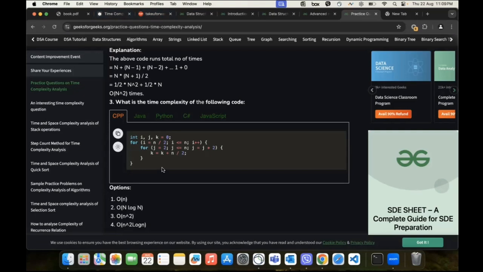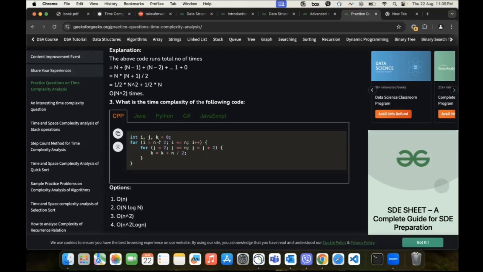So how did you all calculate? The outer loop will run n times, and the inner loop will have like 2 plus 4 plus 8 plus 16 and so on. The fourth option is n square into log n, no? n square into log n, no? Okay.